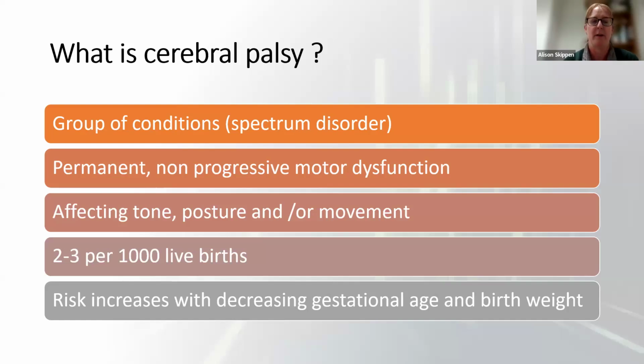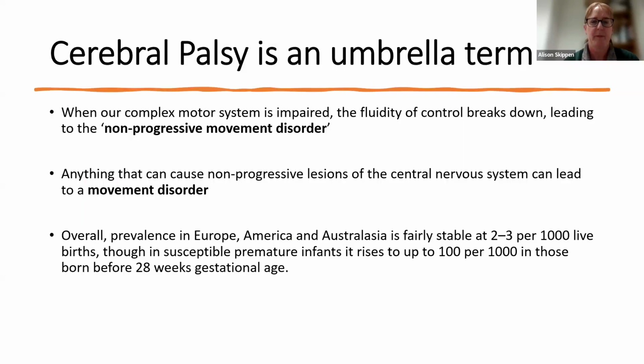But there are other risks as well we're going to go through, and other underlying disorders that can cause cerebral palsy as well. So like I said, it's this umbrella term that we use, and it's when our complex motor system is impaired and the fluidity of that control breaks down. So our movements are very fluid, and our arms and legs do what we tell them to do. But when there's an impairment that's happened, we then get this non-progressive motor disorder. And therefore, anything that can cause a lesion of the central nervous system can cause a movement disorder.